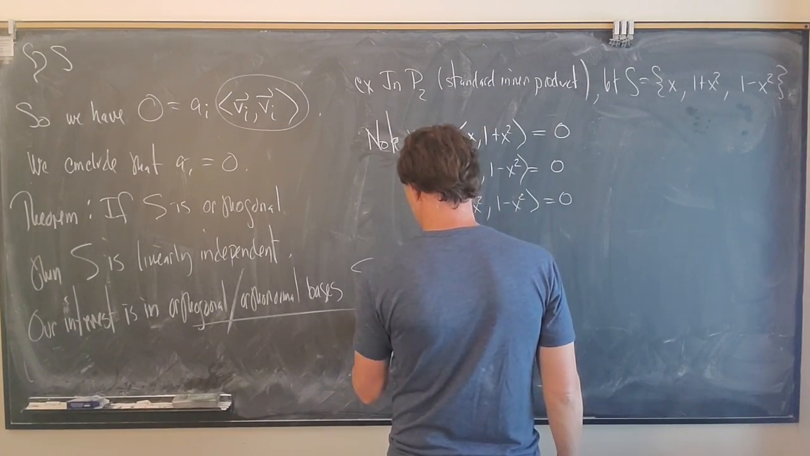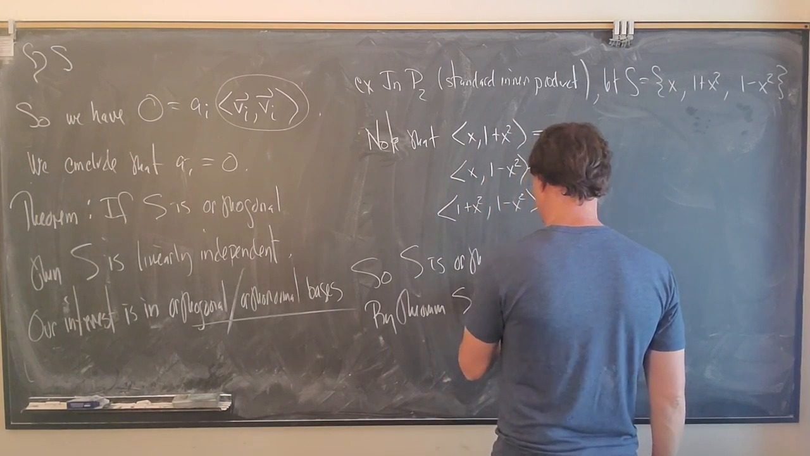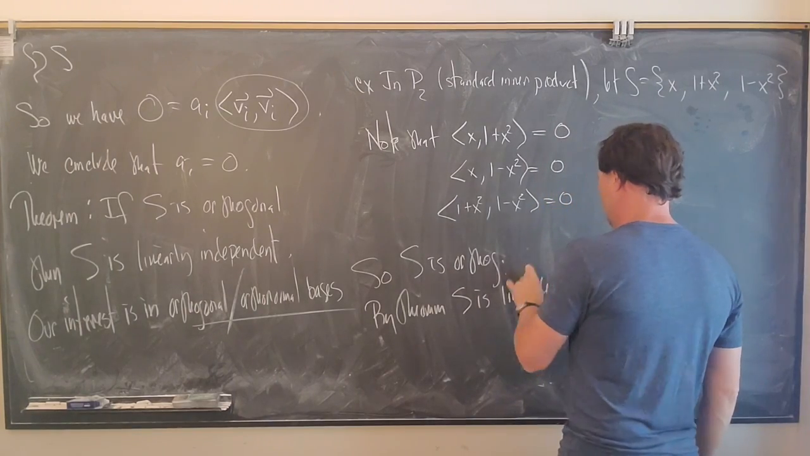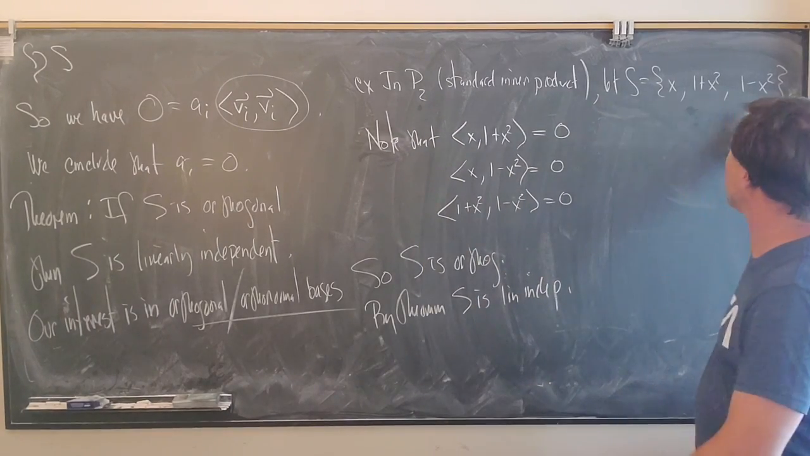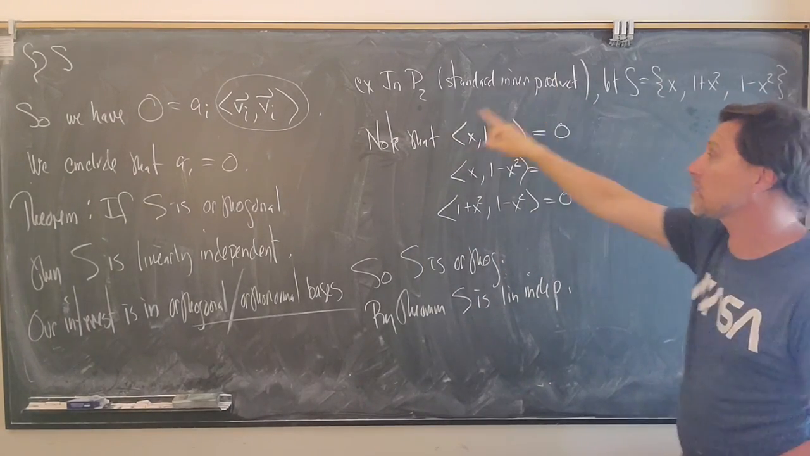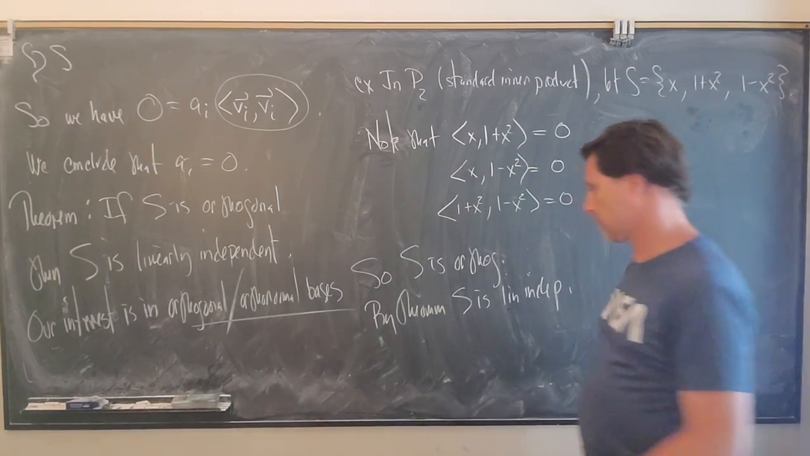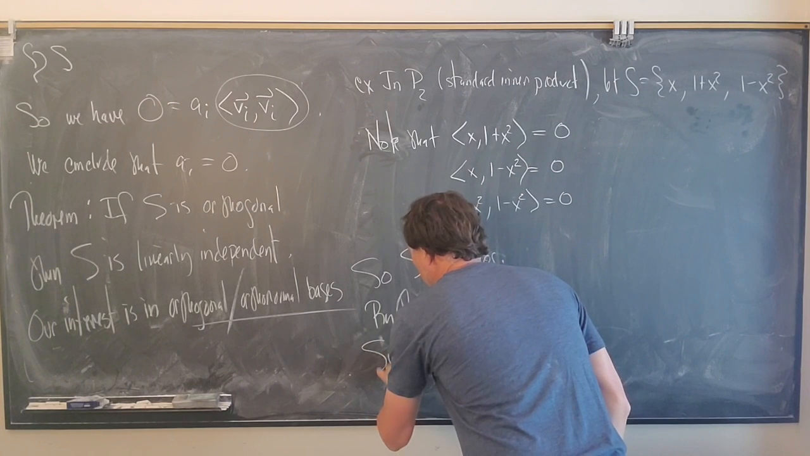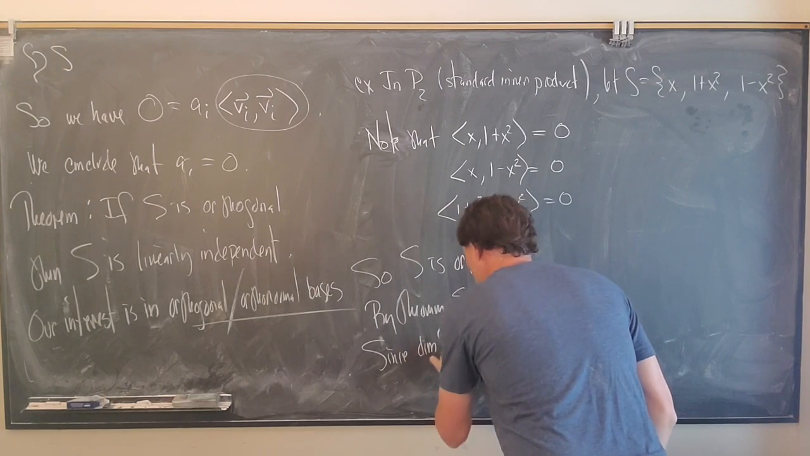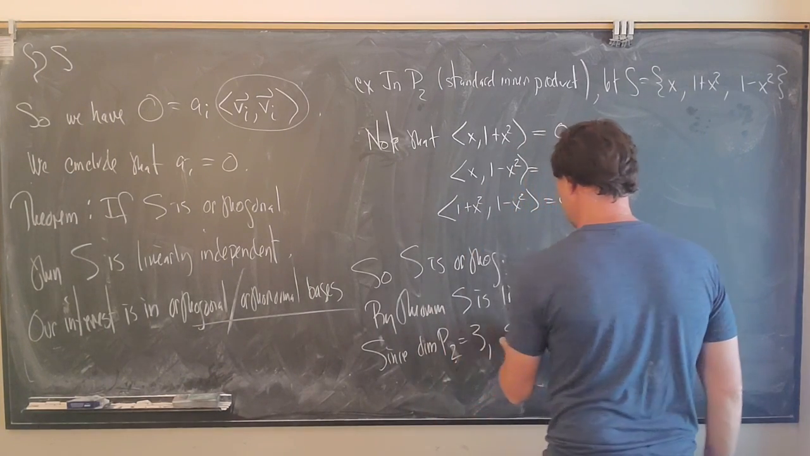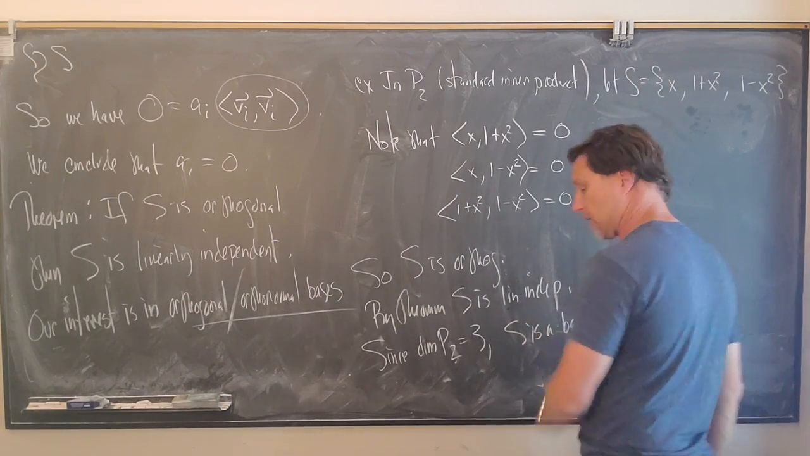So by the theorem, S is linearly independent. Now, the dimension of P2 is equal to 3. We have 3 linearly independent vectors in our space that has dimension 3. That tells us then that S is a basis. So since the dimension of P2 is equal to 3, S is a basis.